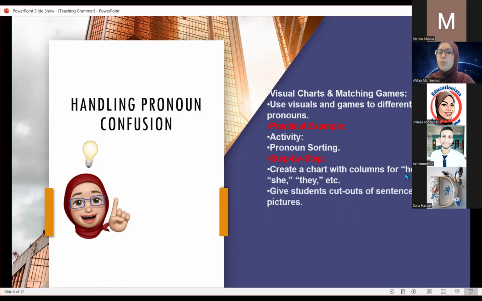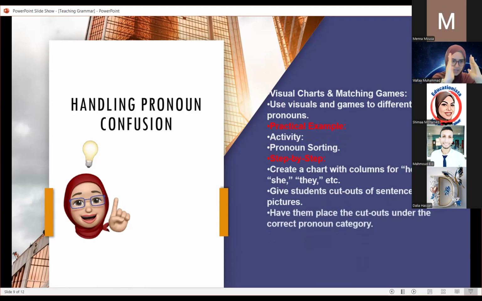Create a chart with a column for he, she, they. Give students cut out sentences. They need to have all the sentences so they can see all of them, and they cut them out and stick each one under the right category, like this is a subject pronoun, this is an object pronoun.